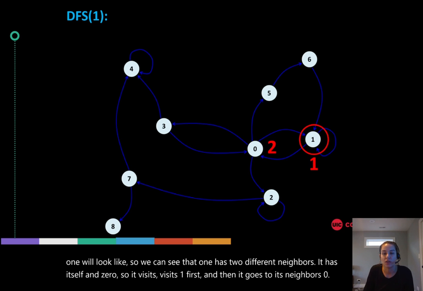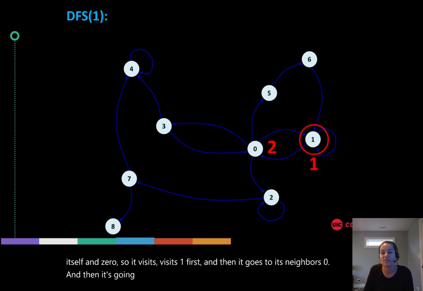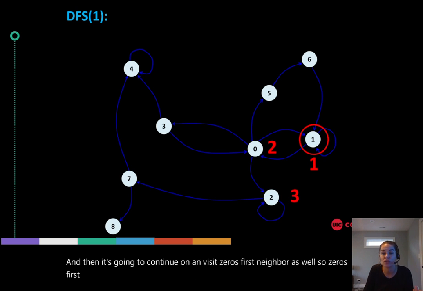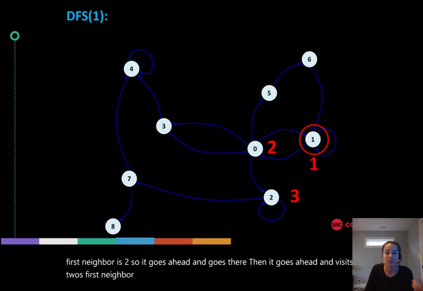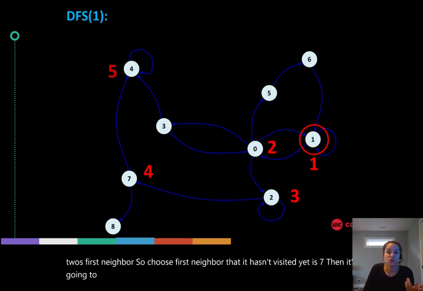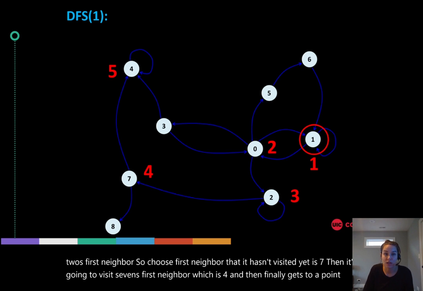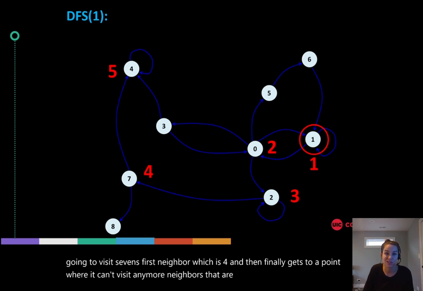And then it's going to continue on and visit 0's first neighbor as well. 0's first neighbor is 2, so it goes ahead and goes there. Then it visits 2's first neighbor that it hasn't visited yet, which is 7. Then it's going to visit 7's first neighbor, which is 4, and then finally it gets to a point where it can't visit any more neighbors that are new because it's just going to visit itself.